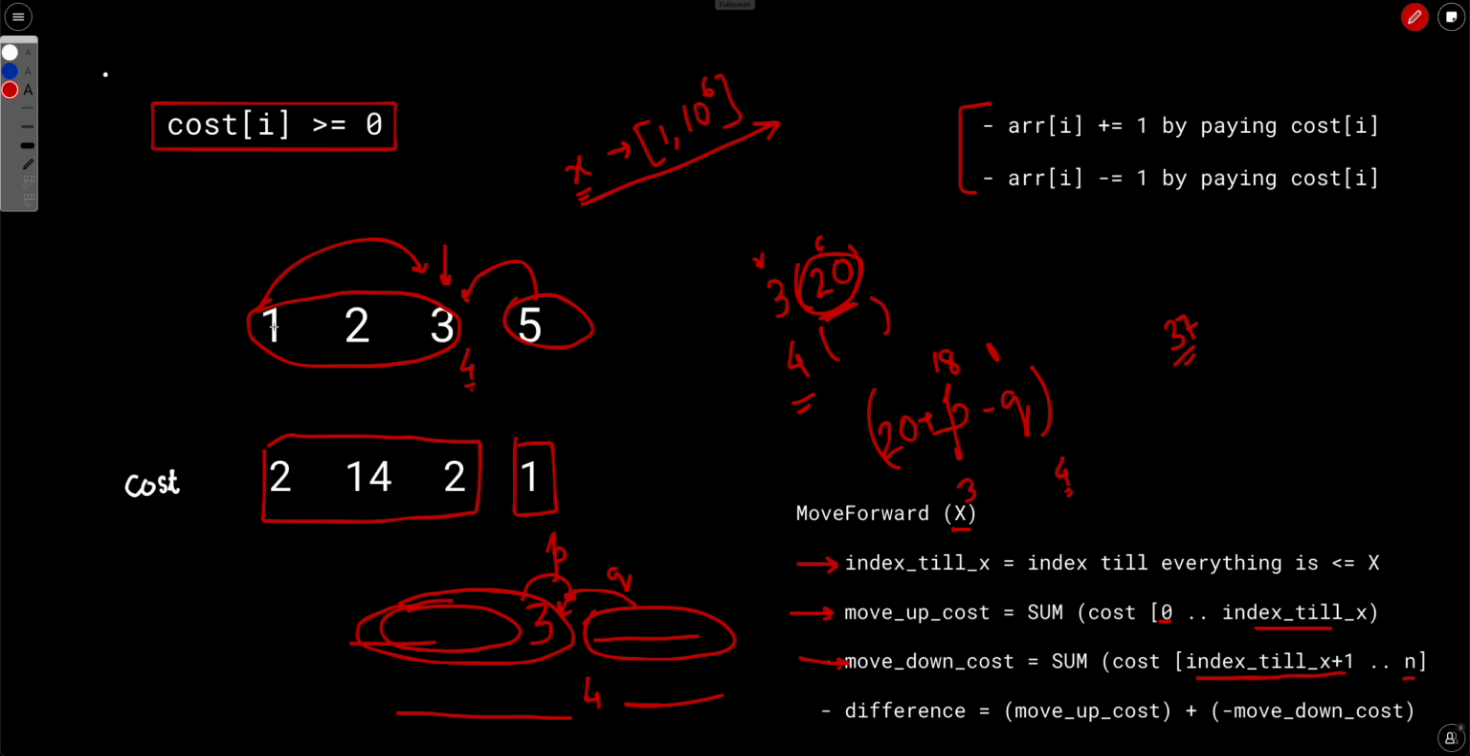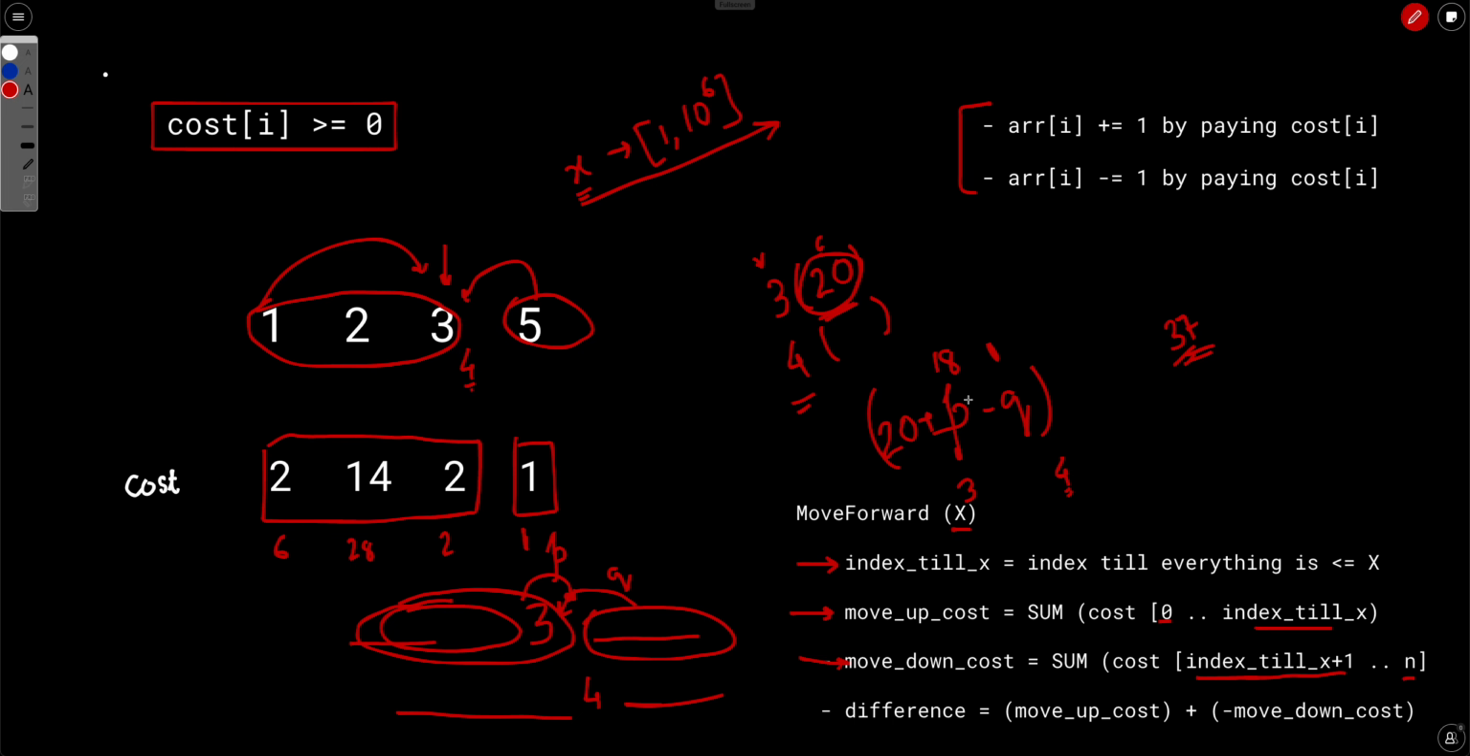So let's see if 37 is the cost for moving everything to 4. For moving 1 to 4, you have to pay 3 units of cost. So basically 3 into 2, 6 units of cost. 2 to 4, you will have to increment it twice, so again 28 units of cost. From 3 to 4, you have to increment this once, so you will be paying 2 units of cost. And you will be paying 1 unit of cost to move 5 to 4, because you have to decrement it once. So what is the cost? 28 plus 6, 34, 36, and 37. That's the value. Okay, so hope you get this.